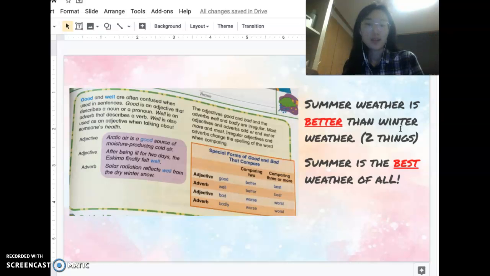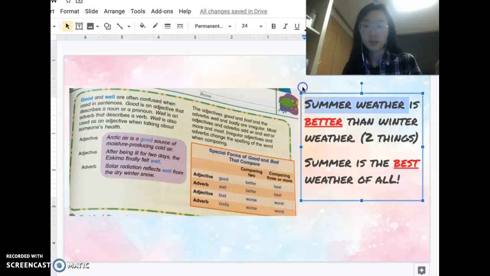We're comparing how many things? Two things only. We're comparing what? Summer weather and winter weather. Therefore, we're comparing two things. The adjective we're using is good, so it's better. Summer weather is better than winter weather.